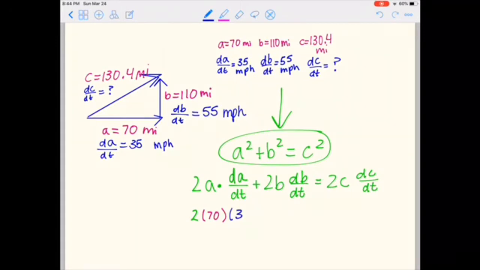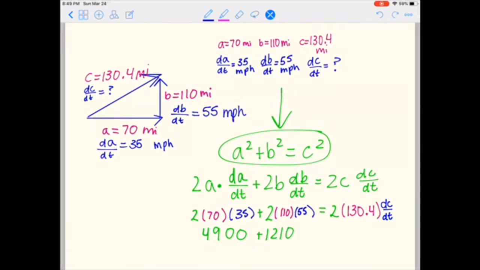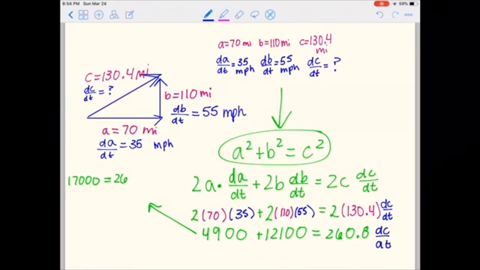So now that we have our equation, we can plug in our variables. And then we can solve for dC over dt. So when you do the math, you can figure out that it is 4,900 plus 12,100 is equal to 260.8, and we're still searching for dC over dt. When we add up our left side, we get that the sum is 17,000, and then we can set that equal to 260.8. So now we want to isolate the dC over dt by itself, so we divide both sides by 260.8.